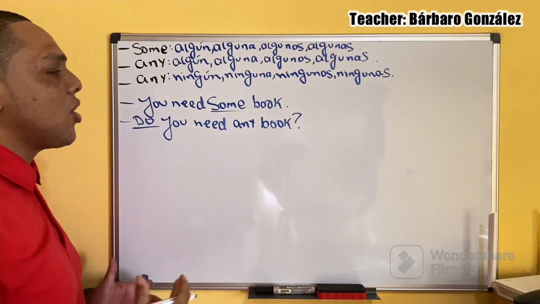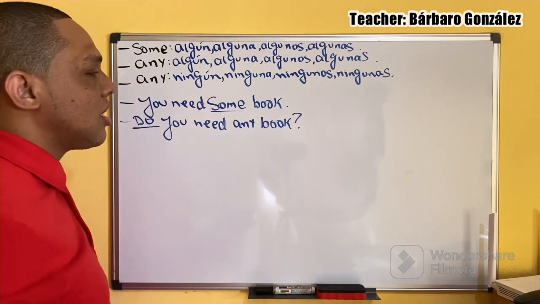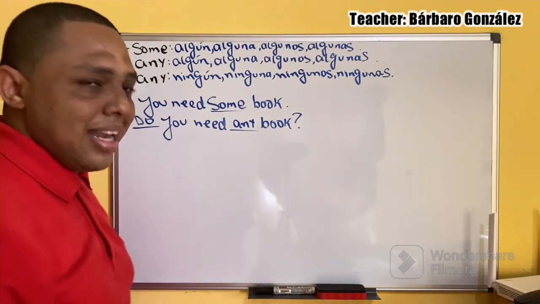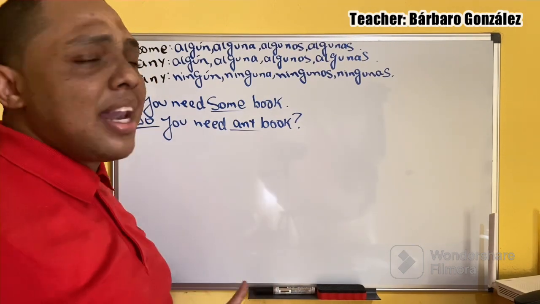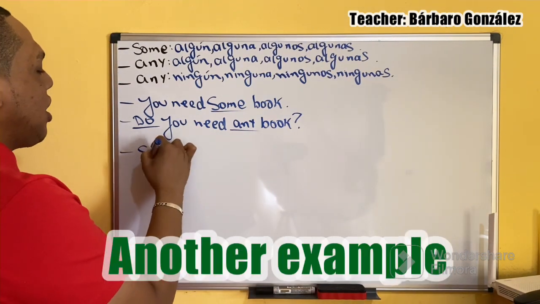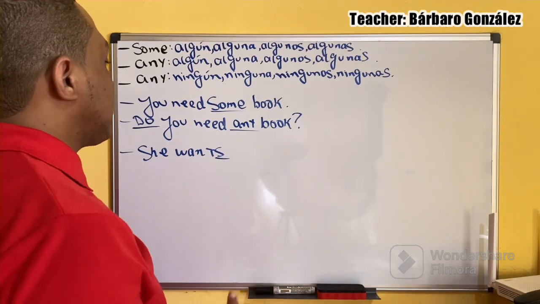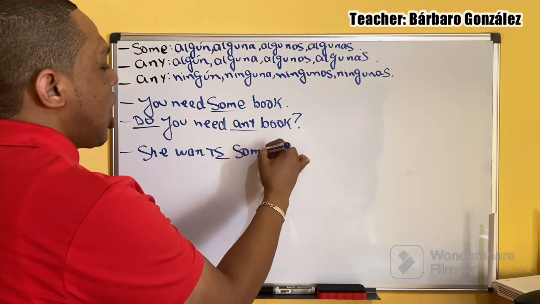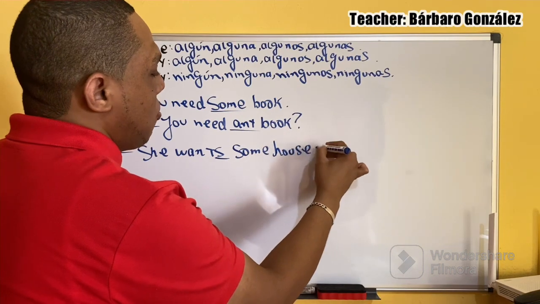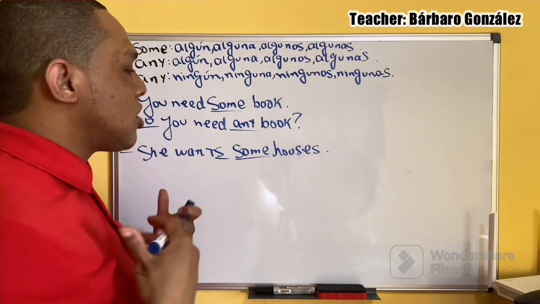As you can see, it's the same question, the only difference is I use some because this question is affirmative, but if the question is interrogative, then I replace it with any. Some in affirmative sentences, any in interrogative sentences. For example, let's do another one. If I say she wants, remember, I put S because of the conjugation, she wants some houses. I use some because this sentence is affirmative.